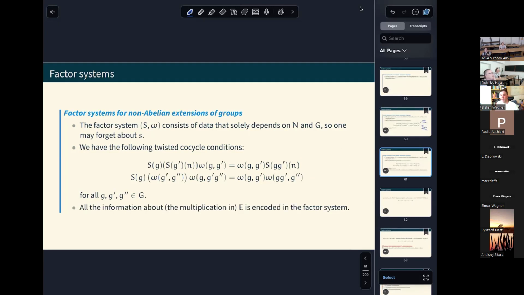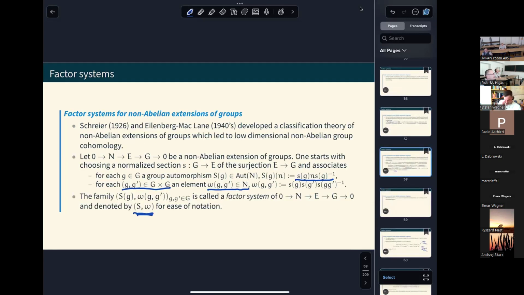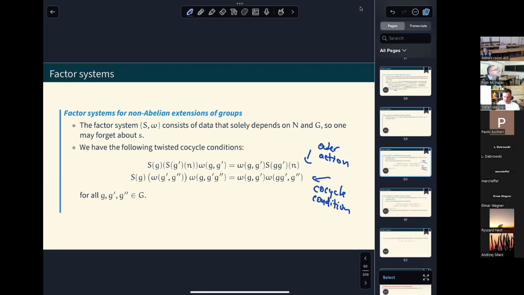Sorry, Stefan. Can you explain why the factor system does not depend on S? Omega is defined in terms of S. Yeah, absolutely. But what I'm saying is that you get information that only depends on N and G, right? What I'm saying is you can formulate this abstractly, so you can say what a factor system is without the conditions.